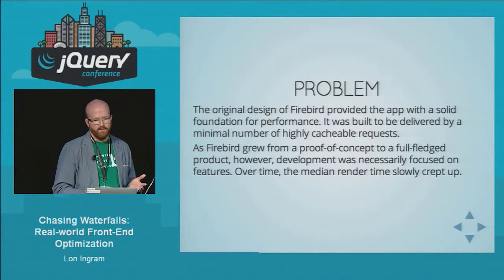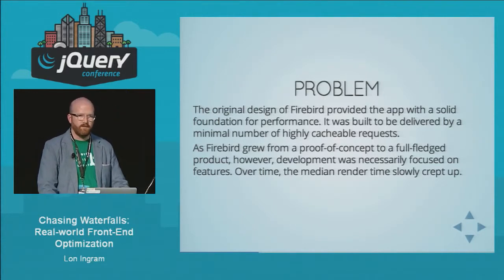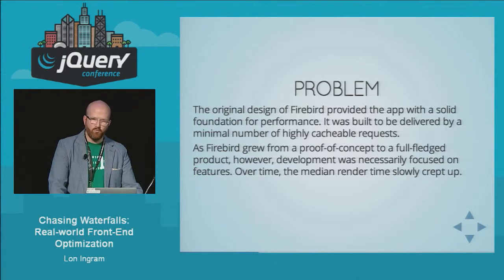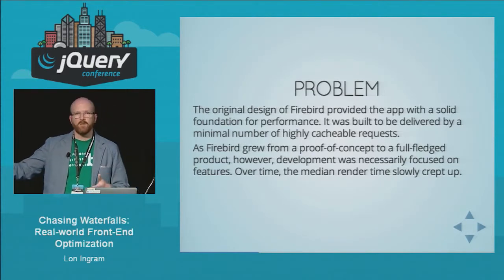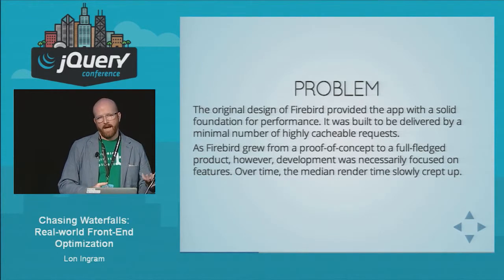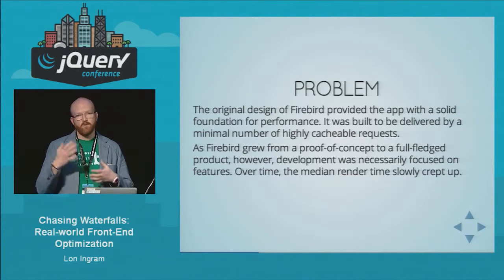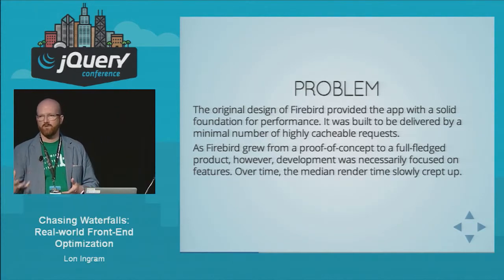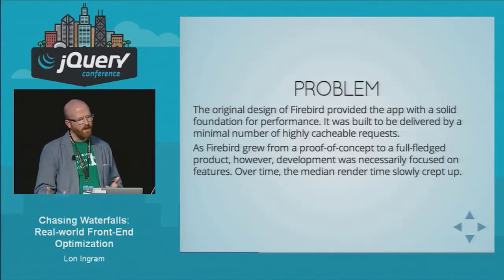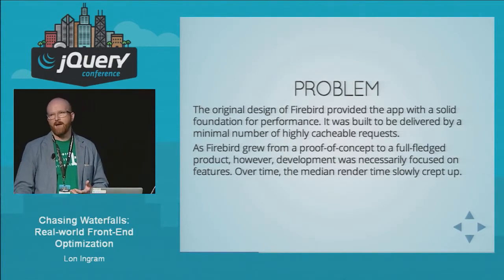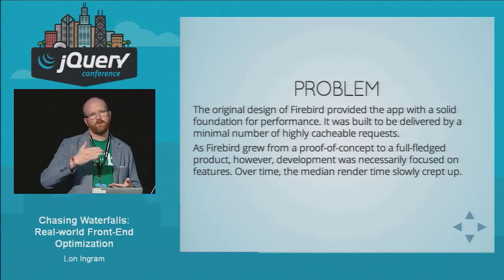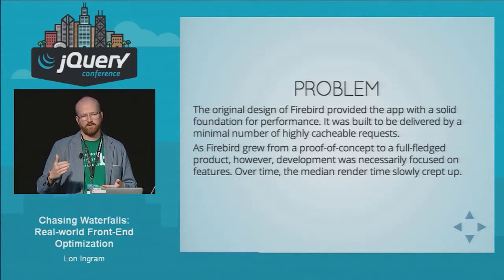So what's the problem? This all sounds really great, and in reality it is. The design of Firebird laid a really good foundation for having a high-performance single-page app. And it does that by having this minimal number of highly cacheable requests. But so we got that in place, and then we started adding features. And the focus was very much on building the app out and adding more and more features to it and providing new functionality to our customers and our users. And performance was not prioritized. And as a result, over time, the render time crept slowly up and slowly up and slowly up.